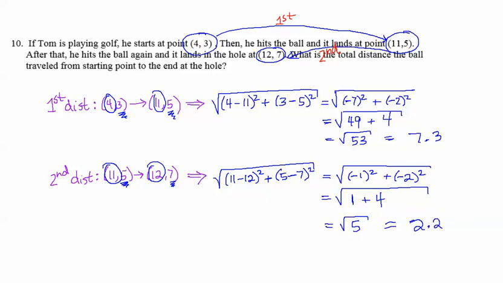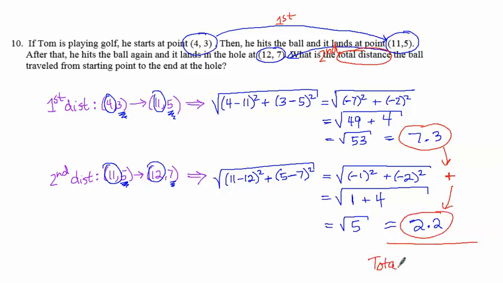Remember that they wanted to know the total distance. So we have to take the 7.3 and add it to the 2.2 to produce our total. When we add those numbers together, we have a 9.5, and this is our final answer.